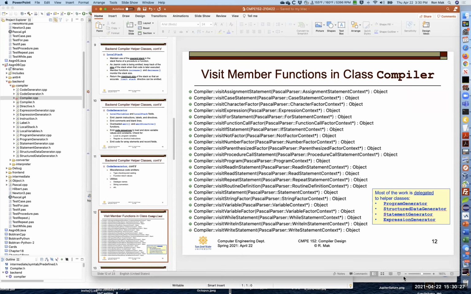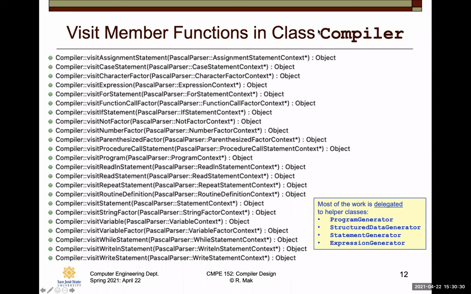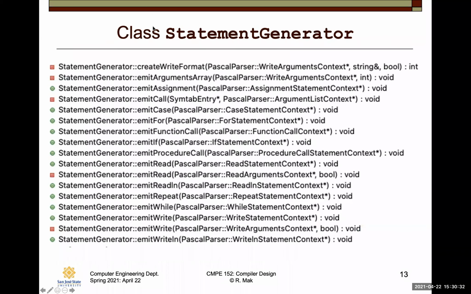Okay. So let's see. Here is compiler. Here's statement generator. Here are all the code emitters for dealing with statements. You can see I'm emitting code for an assignment statement, for a for loop, for an if statement, and so forth. So instead of putting all this in the compiler class, I pulled it out into a statement generator class just to break up the code.